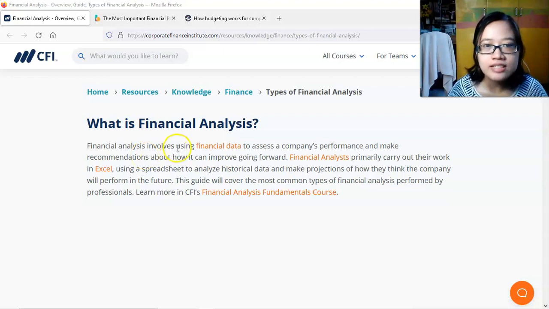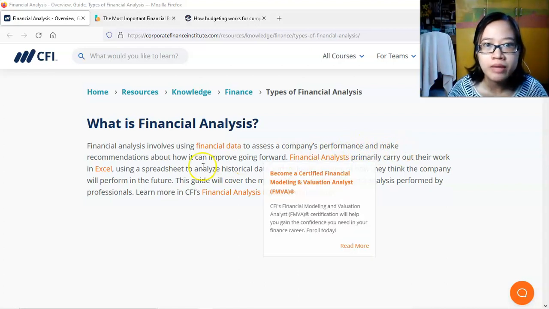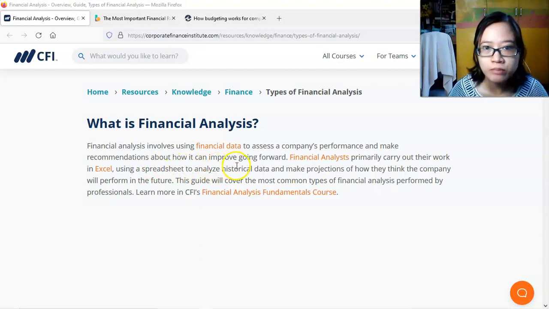So financial analysis involves using financial data, normally taken from the financial statements, to assess a company's performance. Essentially, performance refers to the profitability of the company and making recommendations about how it can improve going forward. So aside from profitability, the efficiency of operations is also looked into.